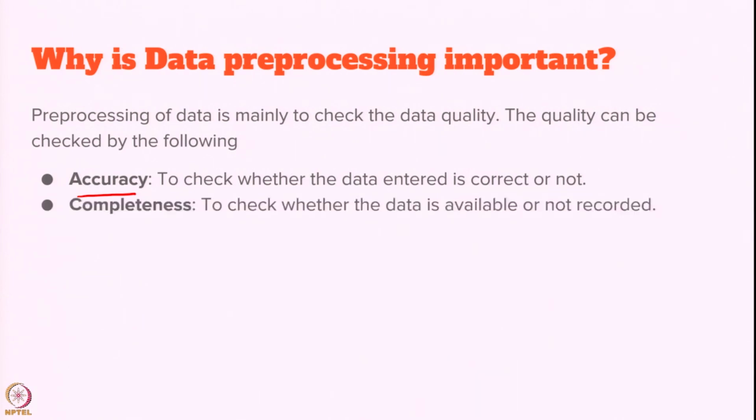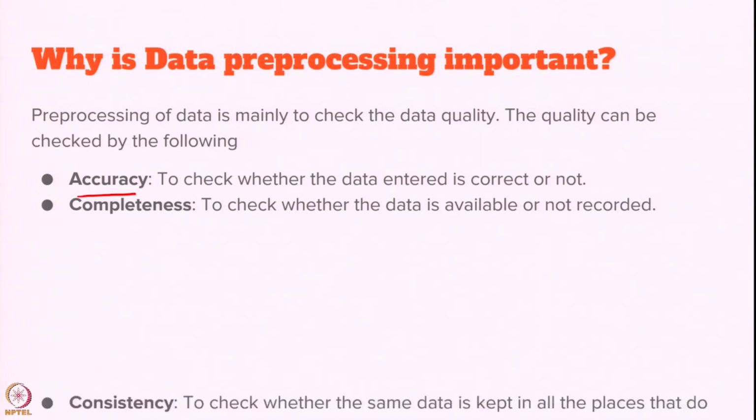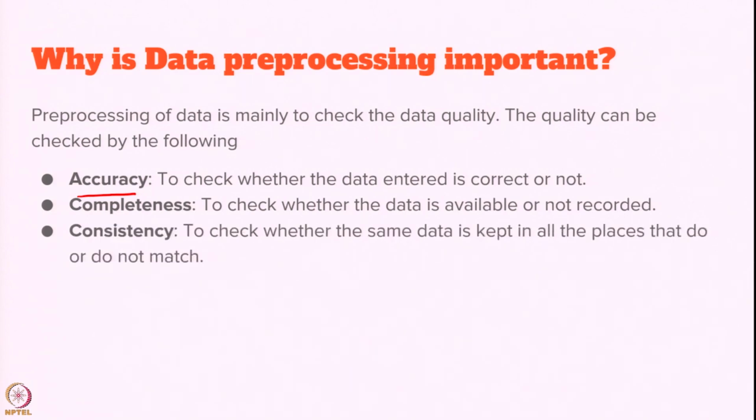Completeness is the second point, where actually the data is available. Are we recording all the data, or the entire data, or not? That is about the completeness. Then consistency. Are we keeping the data at the same position? Say, for example, we have n attributes. Are we keeping each attribute at the same position or not? That is about the consistency. And then timeliness. Timeliness is, if the data is collected over a period of time, whether it is getting updated and getting stored correctly or not.